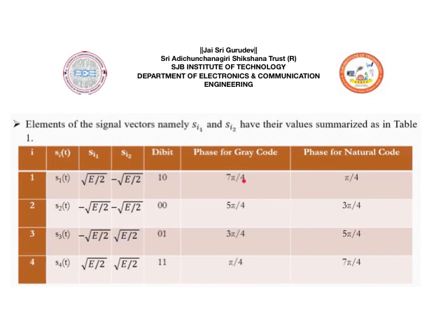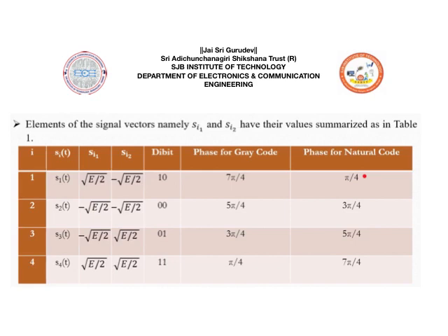Now let us write the phase both in Gray code as well as in the natural code. For the natural code, whatever representation I told you at the beginning of this QPSK introduction, it has 4 phase values: π by 4, 3π by 4, 5π by 4, 7π by 4.